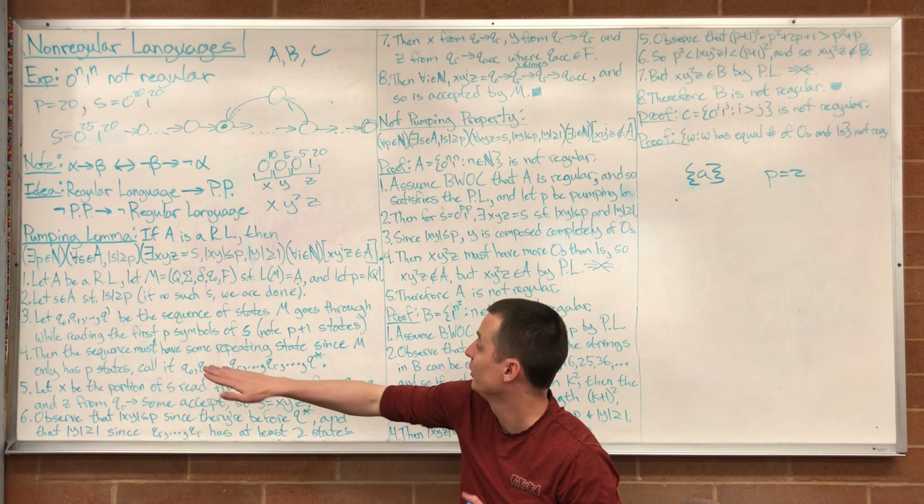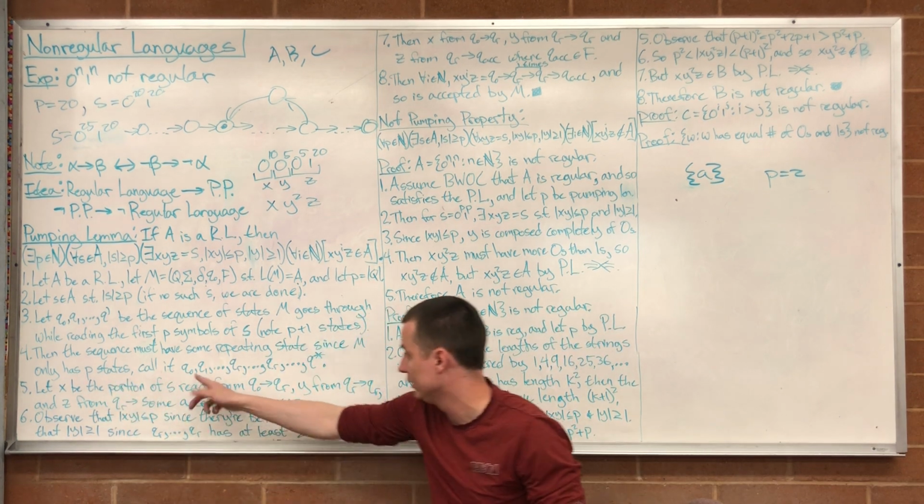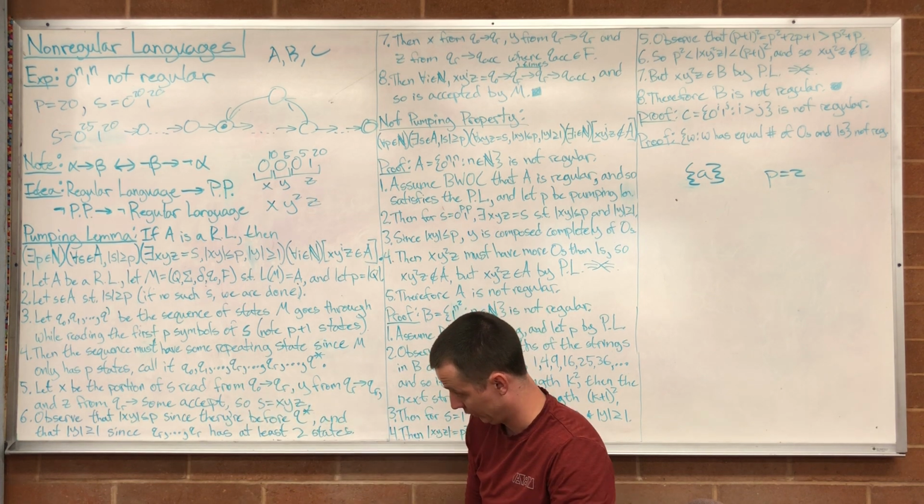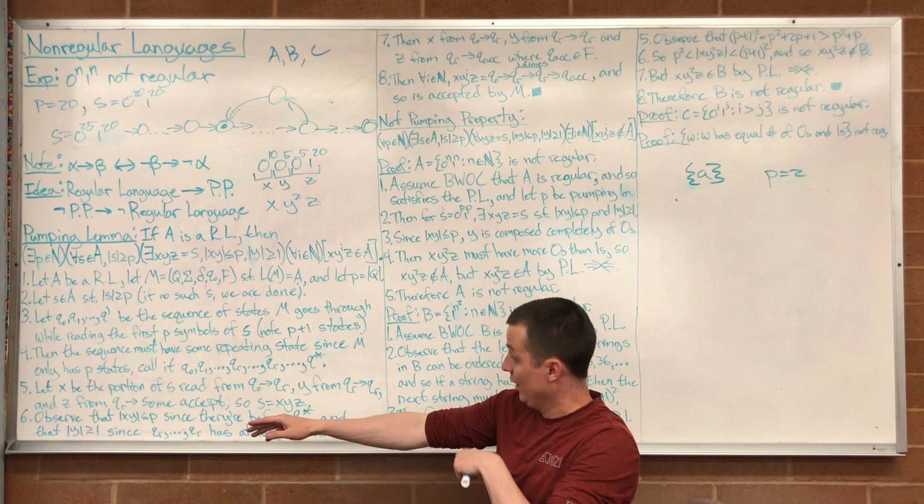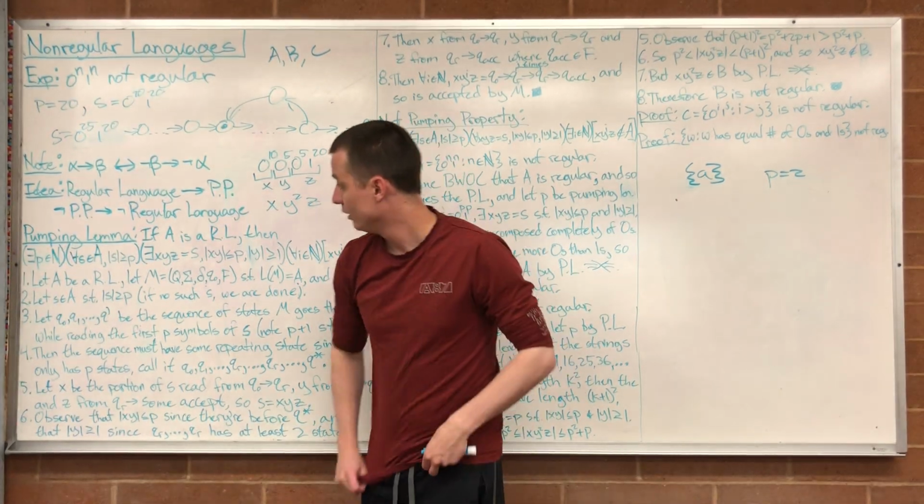So then the sequence must have some repeating state, since M has only P states, and we'll call it Q sub 0, Q sub 1, Q sub R for our repeating state. R for repeating.